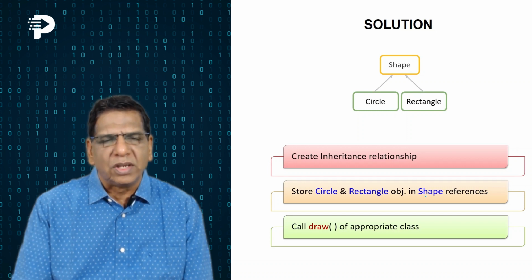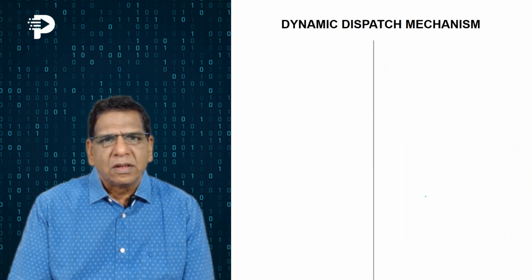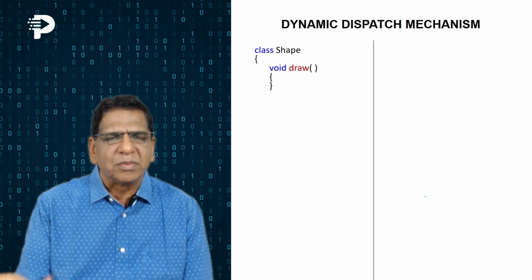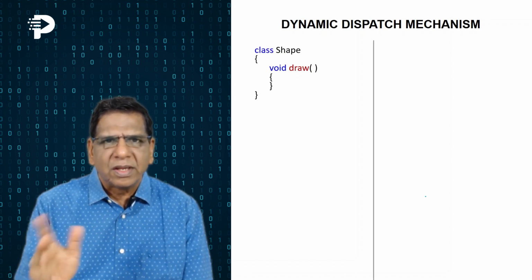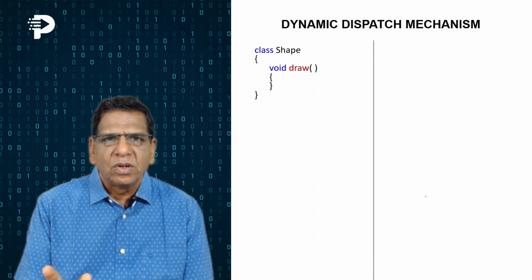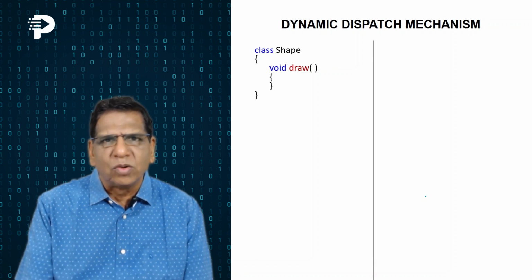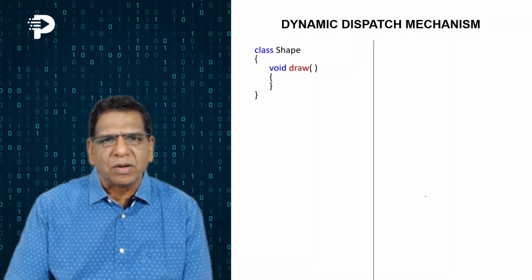Let's see this code in action. I will first begin by declaring the class shape, within which we will have a simple draw method which maybe draws something or prints something on the screen. Right now we are just trying to provide a dummy draw function without anything within this pair of braces. These are empty right now.